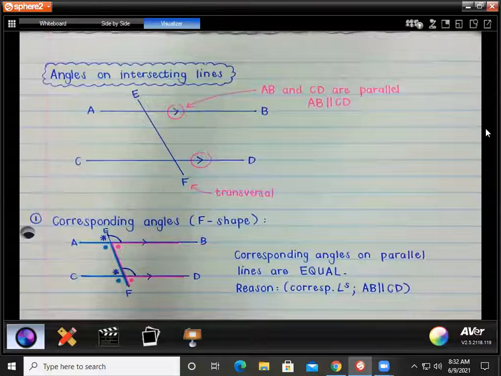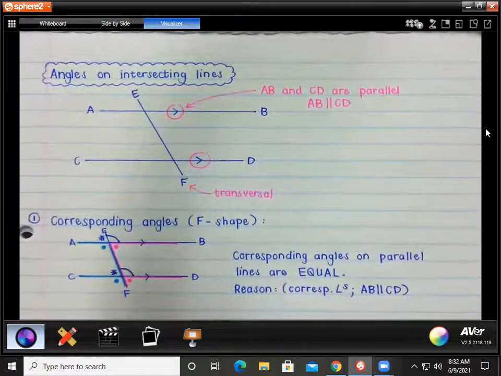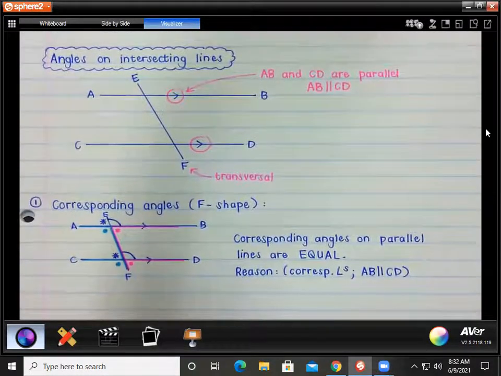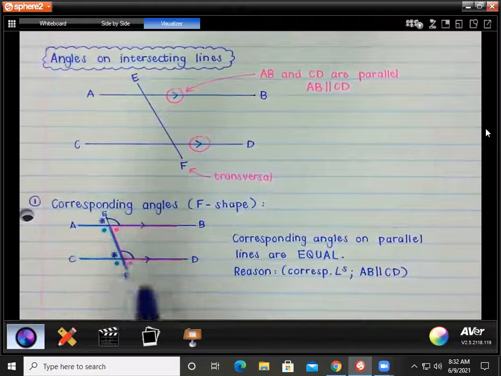Right, there we go. That's what we wrote down yesterday. Okay, so the heading was angles on intersecting lines. All right, and then we discussed corresponding angles, which is if you have two lines that are parallel and you have a line cutting through those two lines. Remember, we call that line the transversal.